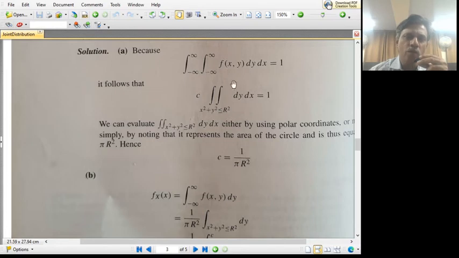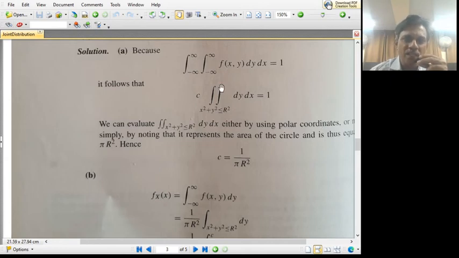Now of course you can do this integral. You know that x will vary from minus r to plus r. Given a value of x, y will lie within plus or minus the square root of r squared minus x squared. With that you can do the integration, or you can go for a polar coordinate representation, r comma theta, and do it.